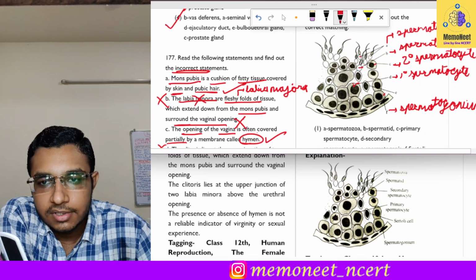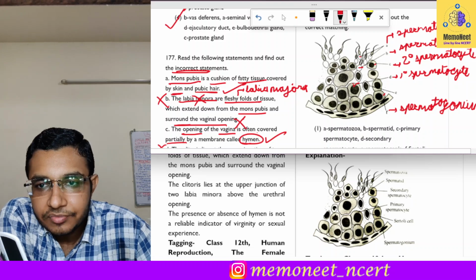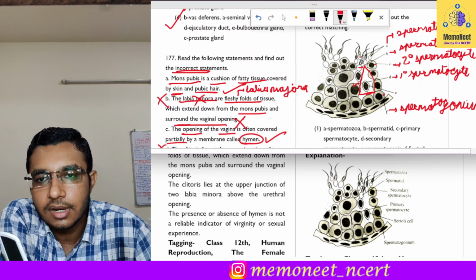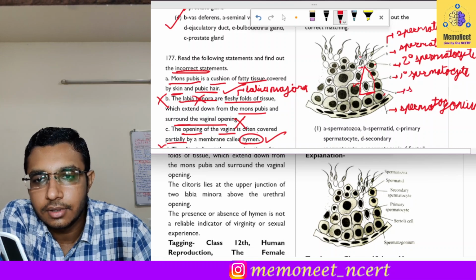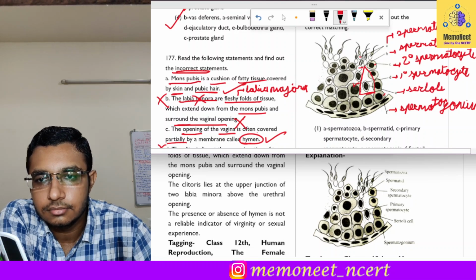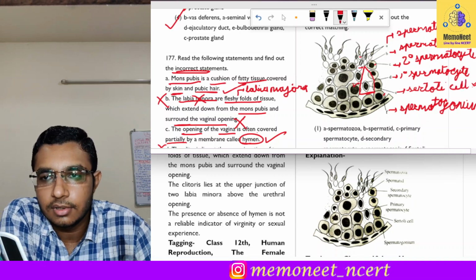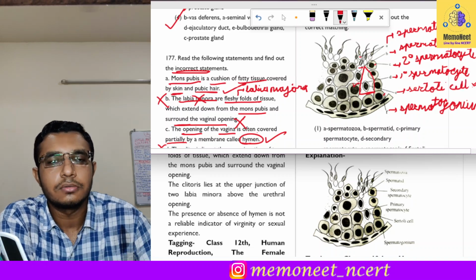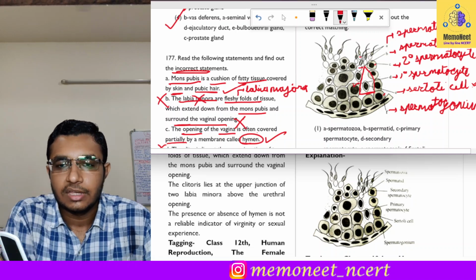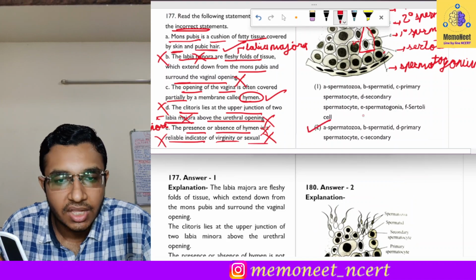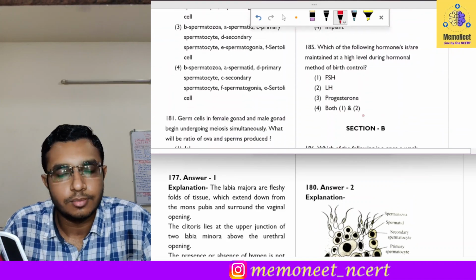Then what is this cell which is labeled as E? Okay, so this cell is a pyramid shaped cell, or a triangular cell, and this is the Sertoli cell. That is responsible for the nutrition, and it is also known as the nurse cell. So the correct labeling is found in option 2. So the correct answer of this question is option 2.